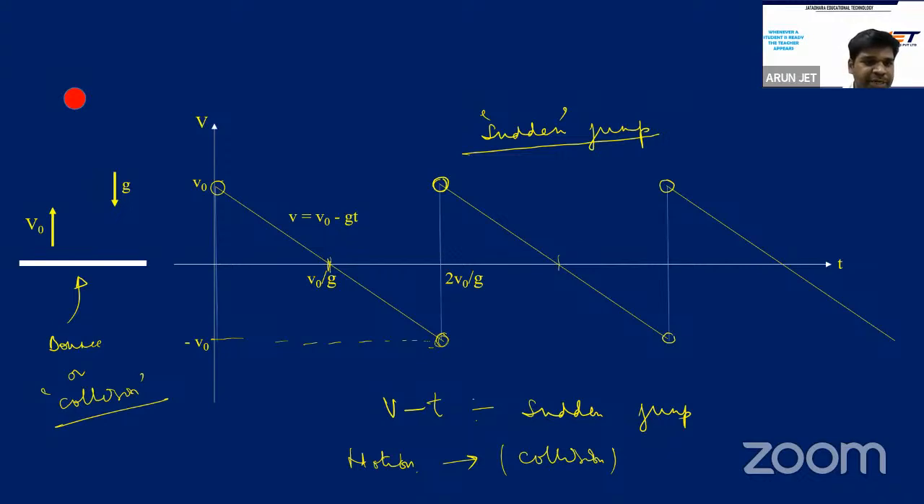Yes, ball hitting the land. Yes, Shashank, that's right. That's one collision. So if you look at its VT graph, that's excellent, there should be a sudden jump. Now I will put some questions, students. Please try to answer. Please look at the screen carefully.